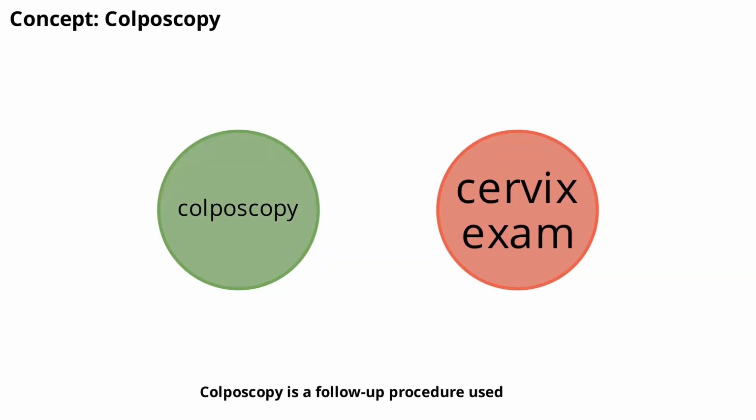Colposcopy is a follow-up procedure used when pap smear results are abnormal. It involves using a special microscope to closely examine the cervix for any suspicious areas. This helps doctors decide if a biopsy or treatment is needed.